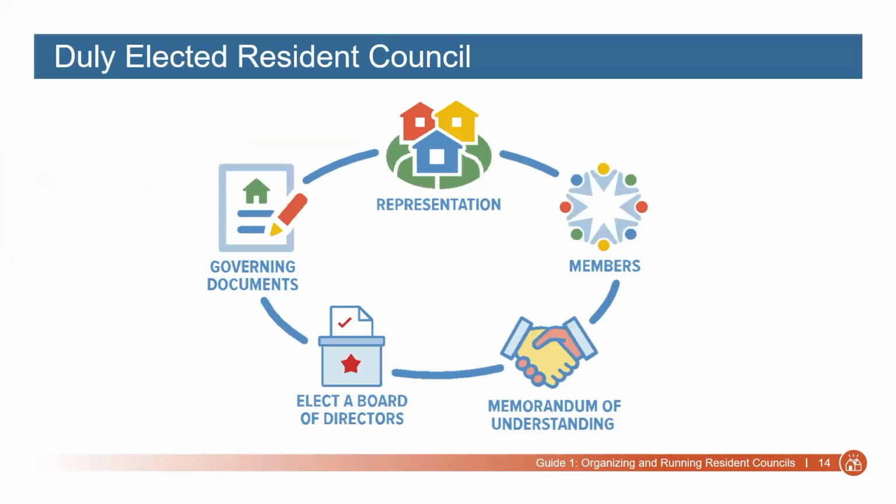To be recognized by the local housing agency and HUD as an official resident council, a duly elected resident council, your organization must follow guidelines related to representation, membership, having a memorandum of understanding with the housing agency, elections of a board of directors, and governing documents. Following these guidelines gives your resident council specific benefits, including access to tenant participation funds and better access to your housing agency.